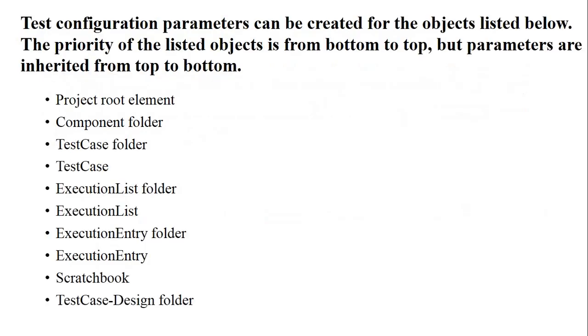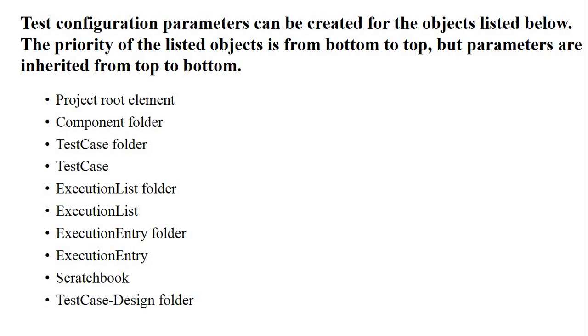And you can set the configuration parameter at these below folder levels. The priority of the listed objects is from bottom to top, but the parameters are inherited from top to bottom. That is, the main authority of configuration parameter is always at the top level. So you can provide it at the project root level throughout your project. That means you can provide it to the component folder, test case folder, test case level, execution list folders, execution entry folder, execution entry, or the scratchbook, or the test case design folder also.